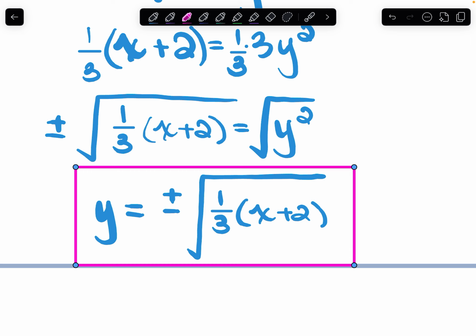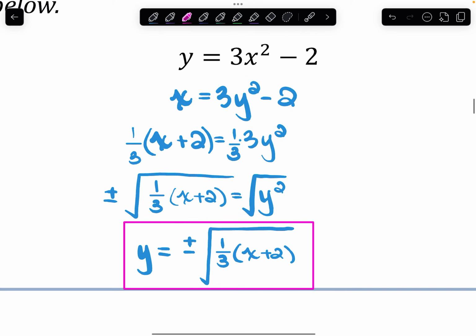And just FYI, if we were looking at what we were originally given, this function is not invertible. So if this was called a function, the inverse does not exist. And we'll get to that later.